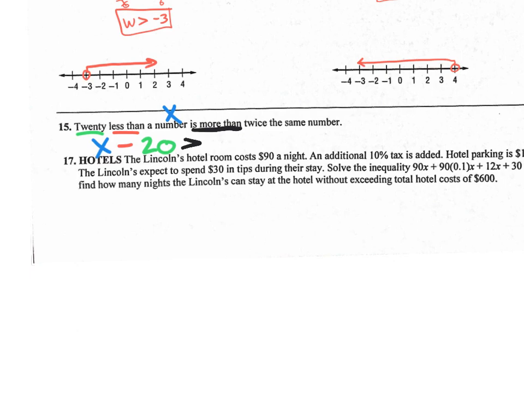And over here on the other side, it says twice that same number. So twice is multiplying by 2, right? If I say what's twice your age, you're not going to add 2. You're going to take your age and multiply it by 2. So twice that same number would be to multiply 2 times the same number that we were talking about. And what's that number? It's x. So twice that same number. So there's your inequality. Okay, x minus 20 is less than 2x. And I believe they want us to solve it as well.